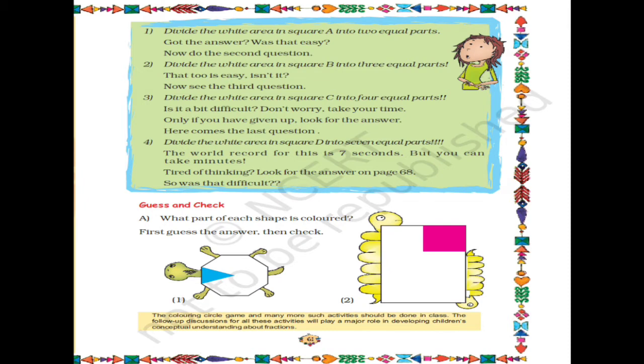Now, in this, there are different shapes given. This is the first shape, this is the second shape. Now, in this, what do you have to do? You have to first guess by looking at the picture what part of the shape is colored. Then you have to check it. So let's guess for the first shape.